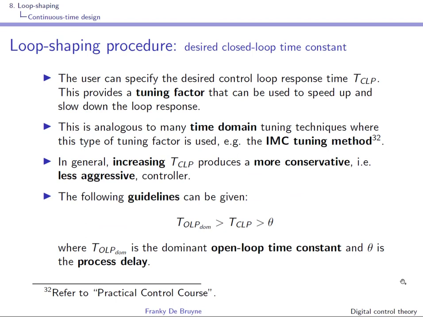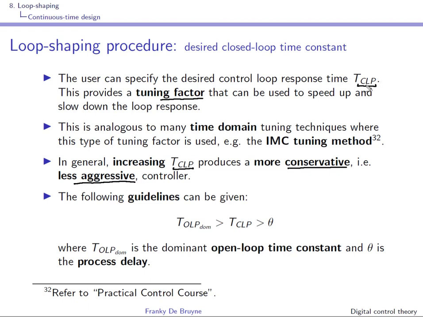In this loop shaping procedure, the user has to specify the closed loop time constant, or equivalently the settling time. Okay, settling time and desired closed loop time constant are in a factor of 5. So this tuning factor can be used to speed up or slow down the closed loop response. Increasing the desired closed loop time constant produces a more conservative and less aggressive controller.